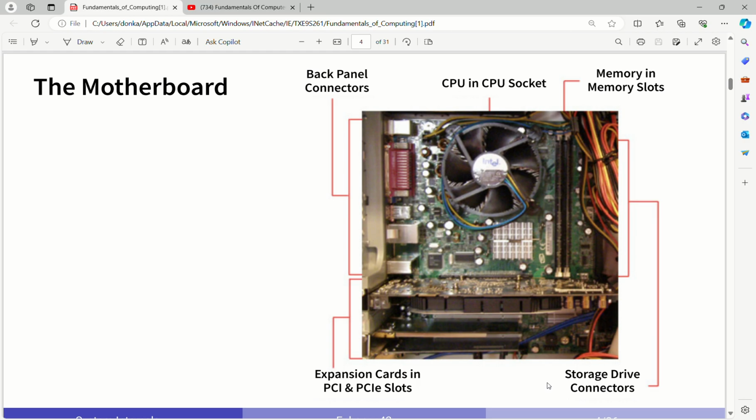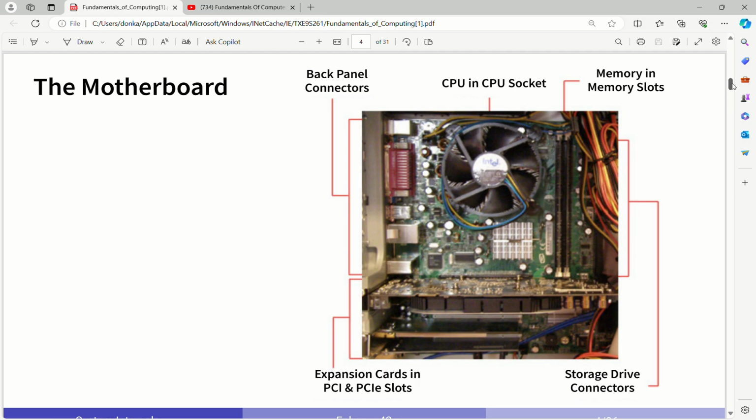Back panel connectors allow users to easily connect peripherals and external devices to the computer. CPU and CPU socket: it is also known as the CPU slot. It is a component on the motherboard where the CPU is installed. And this is storage drive connectors. The function of these connectors is to provide data transfer and power connections between the motherboard and the storage drives, allowing the system to read from and write to the drives as needed for storing and retrieving data.